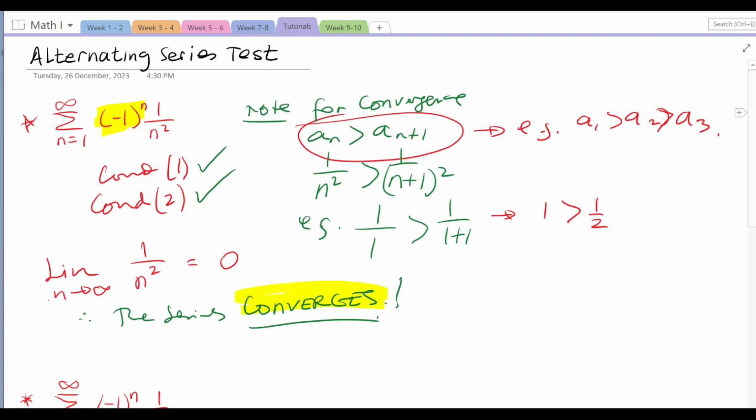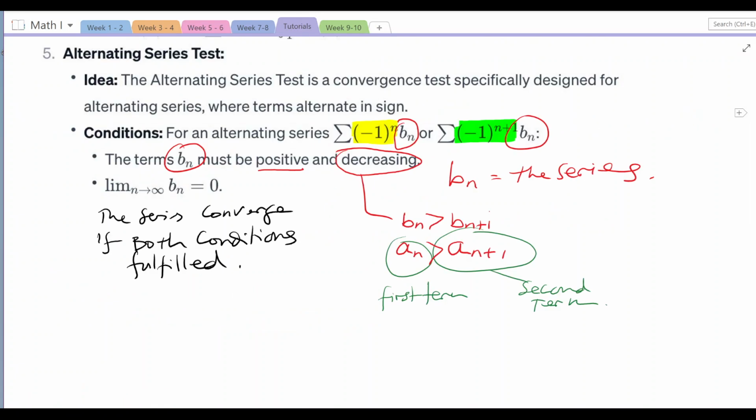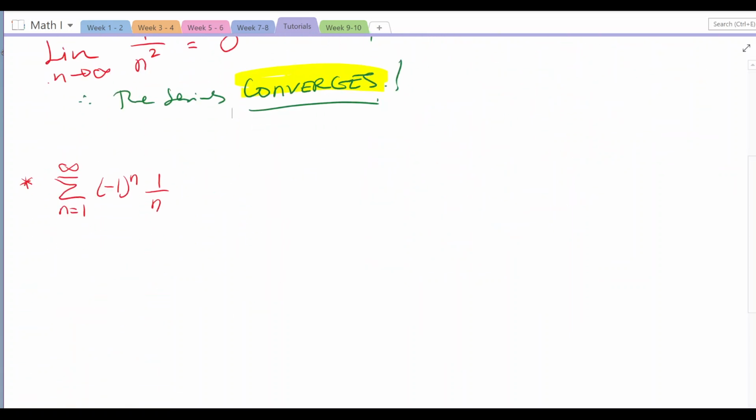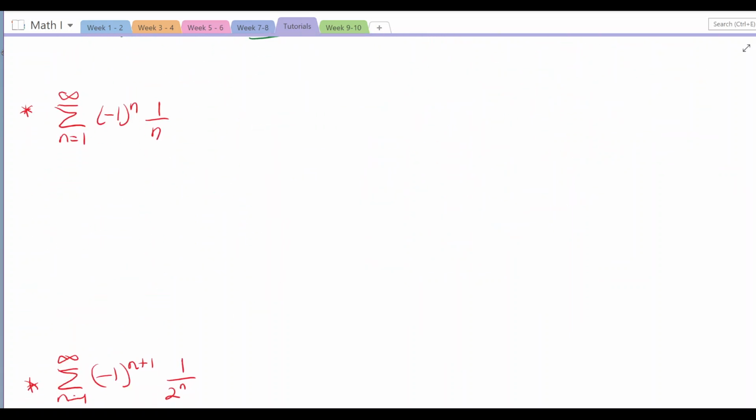So I go back to the slide. The requirement is that the limit must be 0 for the series to converge, and then the terms must satisfy a sub n greater than a sub n plus 1. Let's do another one using alternating series.